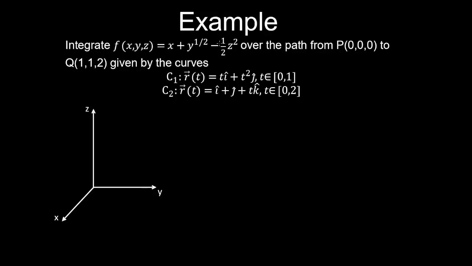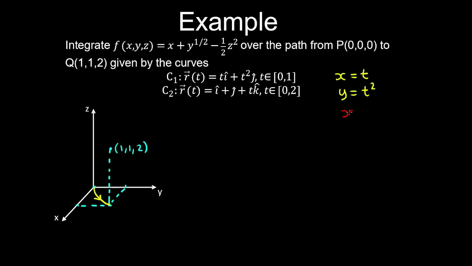Integrate the given function of x, y, and z over the path from the point at the origin to another point Q with coordinates 1, 1, and 2. And this path is given by the following curves. So for the first curve, we have x equals t and y equals t squared from t equals 0 to 1. So this here is a parabolic curve, because if we square the first equation, we get y equals x squared. So that curve in the xy plane looks something like this.